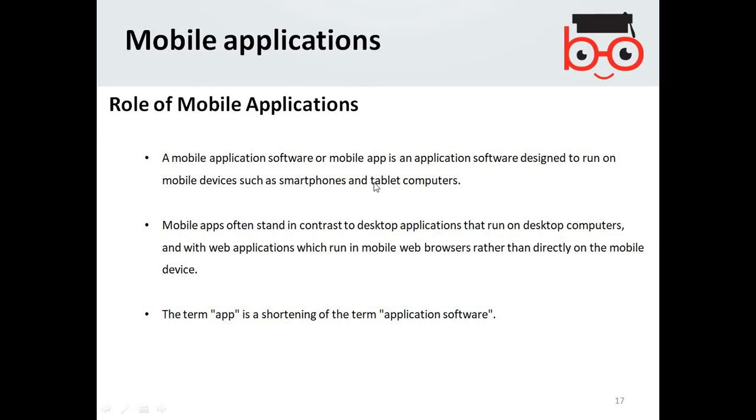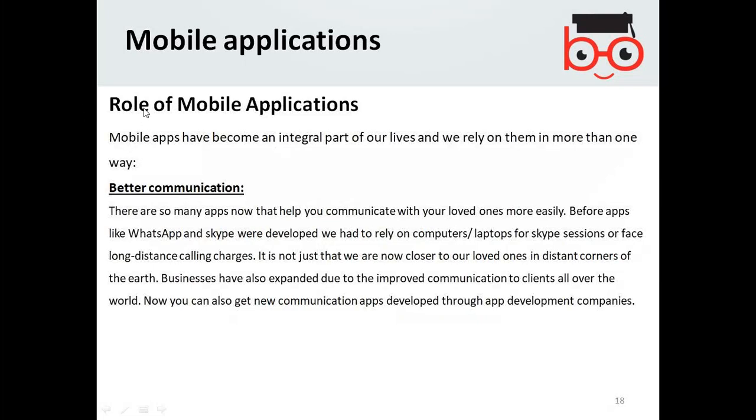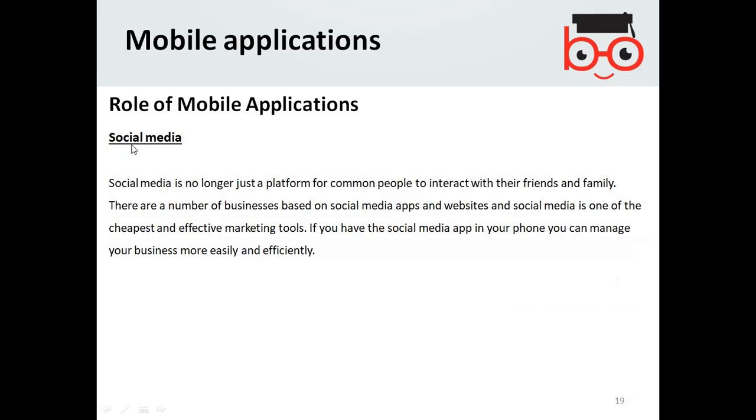So next is the mobile applications. A mobile application software or mobile app is an application software designed to run on mobile devices such as smartphones and tablets. Mobile apps often stand in contrast to desktop applications that run on desktops. App is short for application software. Role of mobile applications: they provide better communication. Obviously, because of the handheld device, you get better communication. It gives you social media. I'm going through this quickly, because these terms are self-defined, isn't it?